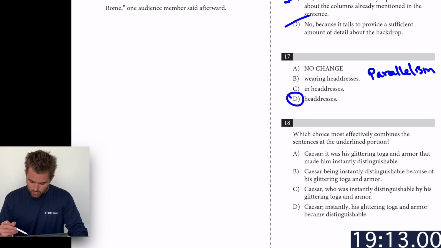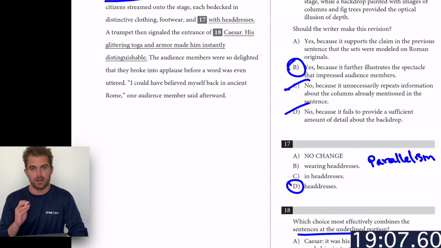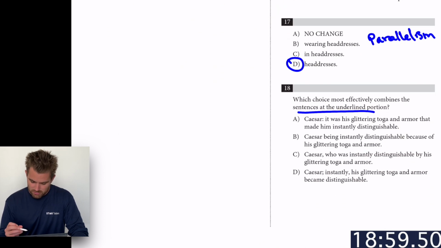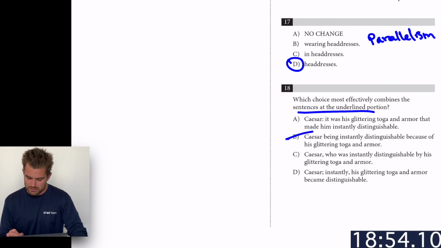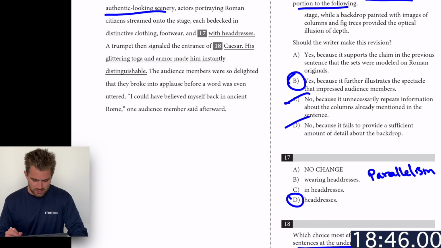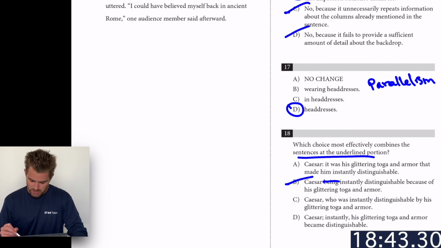Number 18, which choice most effectively combines the sentences at the underlined portion? So again, think easy whenever you're combining sentences. A trumpet then signaled the entrance of Caesar. His glittering toga and armor made him instantly distinguishable. Caesar, it was his glittering toga and armor that made him instantly distinguishable. Maybe with Caesar you don't want to say being. Caesar, who was instantly distinguished by his glittering toga. A trumpet that signals the entrance of Caesar, who was instantly distinguished by his glittering. I think it's C. It's got to be C.